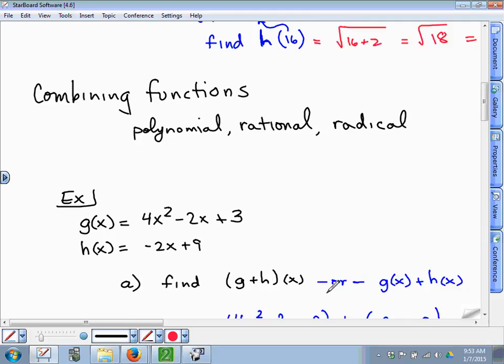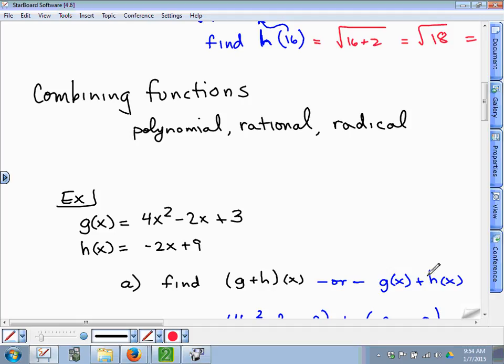So you've seen a problem. Well, maybe not. Actually, this was back in secondary 2. You've seen stuff like this. Been a while. So your task is to find g plus h of x. This is how it's written in most textbooks: g plus h of x.